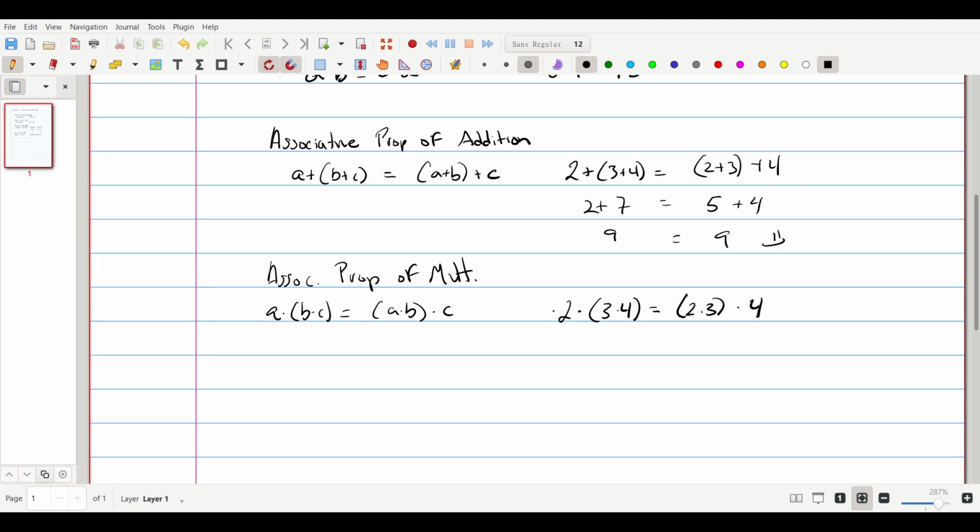So if we multiply these first, we get 12. Then we multiply the 2, we get 24. If we multiply the thing in parentheses first, we get 6. And multiply by 4, we get 24.